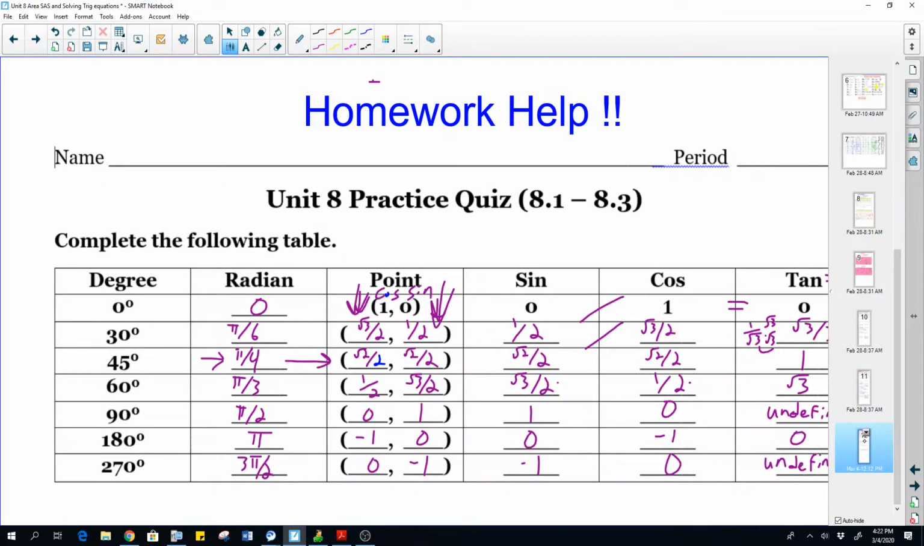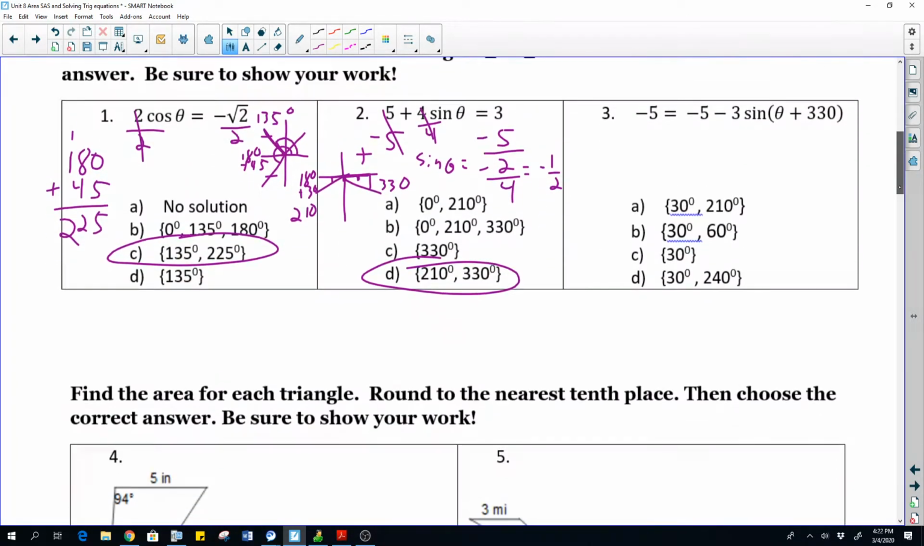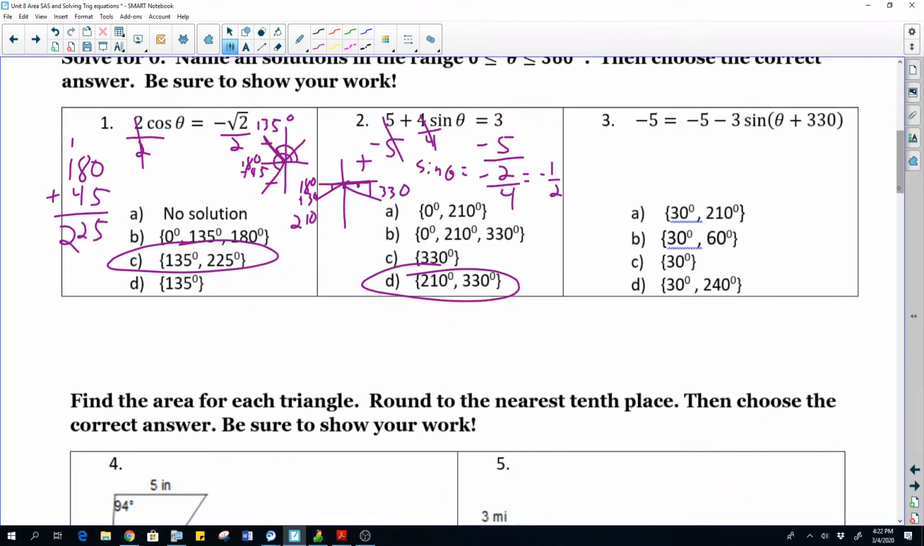Okay, so then busting through our practice test. So now number 3, we're going to get everything onto the other side. So we'll add 5, so the 5s go away. How convenient. We'll add 3 to this side now and 3 to this side. So positive 5, -5 is 0.